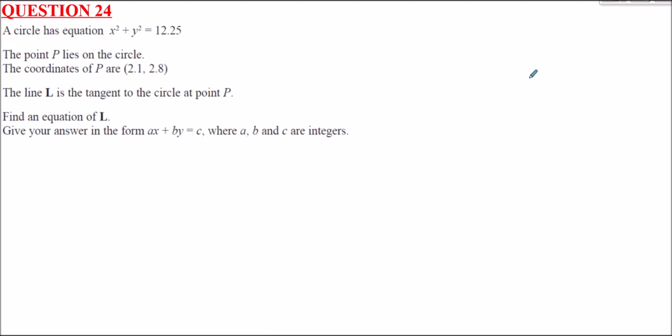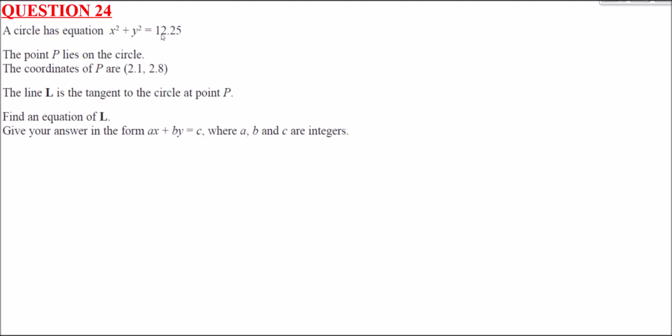Finally, we've made it. Question 24, the very last one on this fairly gruesome paper. It's an equation of a circle question. So, first of all, we need to know about the equation of a circle. If we can't do that, we're stuck before we can even get off the mark. So, a circle has equation x squared plus y squared equals 12.25. You just need to know the equation of a circle is always in the form x squared plus y squared equals r squared for GCSE.